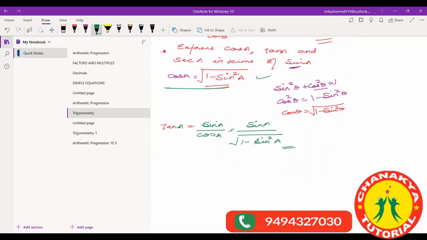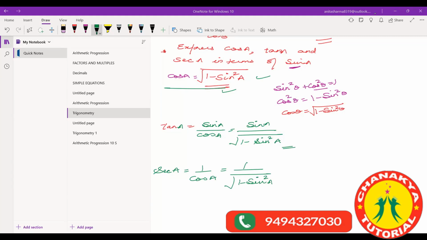Now next is secant A. So secant A you can write as the reciprocal of cos A. Again, instead of cos A, what will you write? 1 upon under root 1 minus sin square A. Understood, beta? Please show me your thumbs up if you have understood. Yes, ma'am.